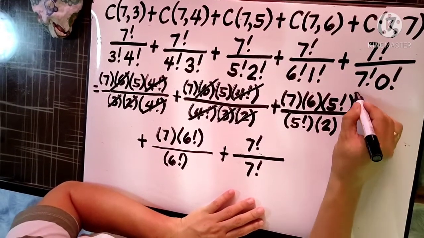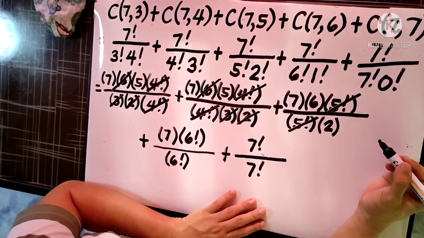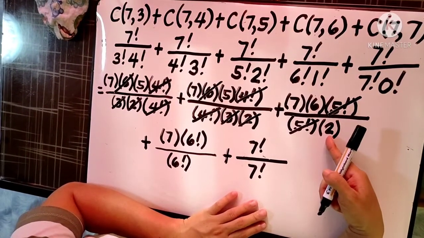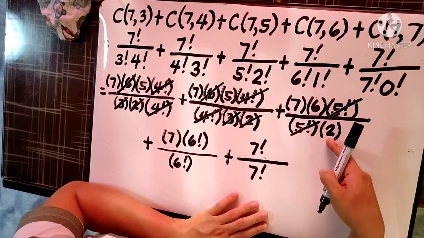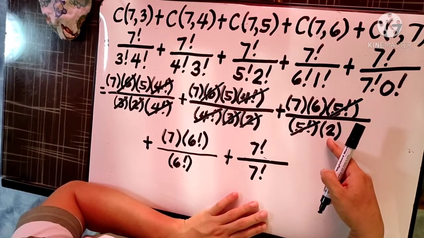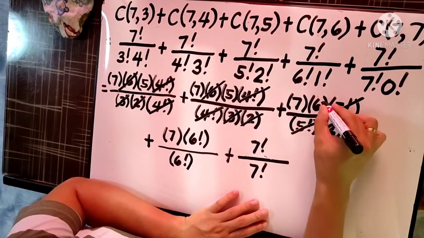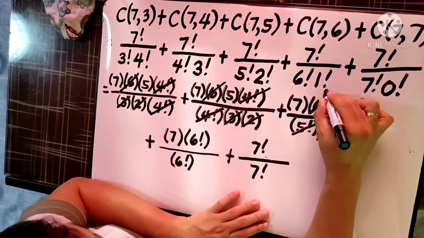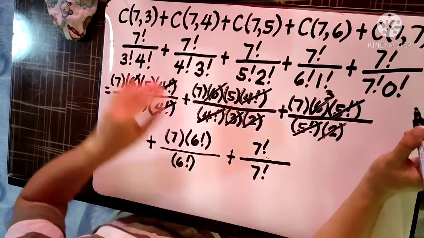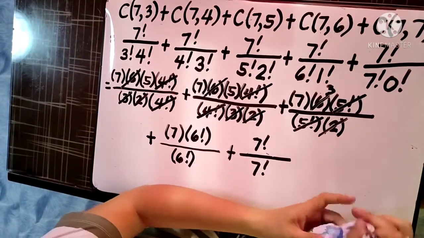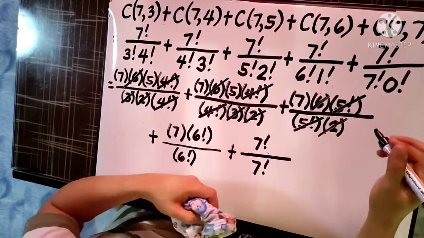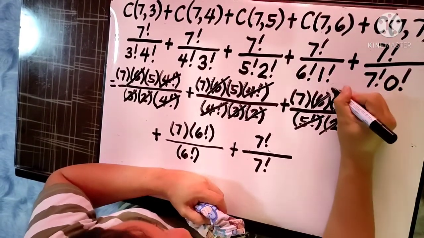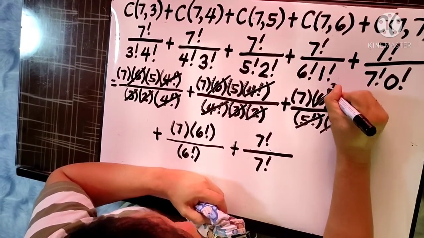5 factorial can be cancelled. Then we have 2 here, and 6 can be divided by 2. 6 divided by 2 is 3. So 2 will be cancelled, while 6 will become 3. Let me just write it clearly. Your 6 becomes 3.